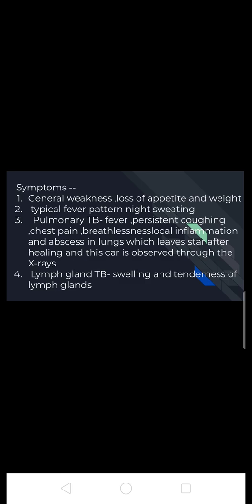Now let's discuss the symptoms of TB. So general weakness, loss of appetite and weight is the common symptom of TB. Typical fever pattern, night sweating, and if pulmonary TB (lung TB) is there, then fever, persistent coughing, chest pain, breathlessness, blood in sputum, local inflammation and abscess in lungs, which leaves a scar after healing, and this scar is observed through X-rays. And if it is lymph gland TB, then swelling and tenderness of lymph glands is one of the symptoms of tuberculosis.